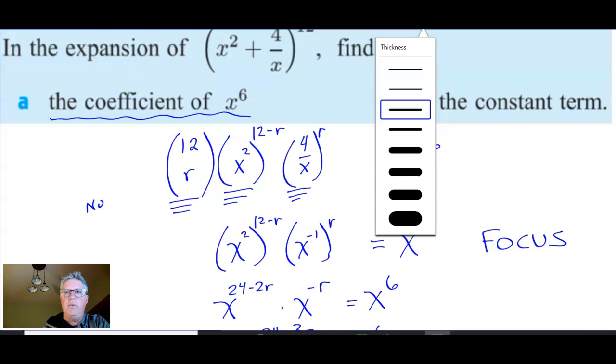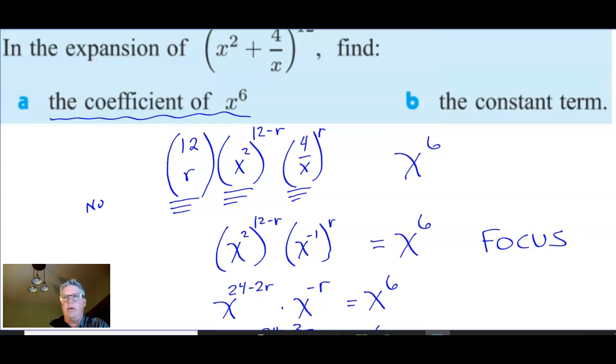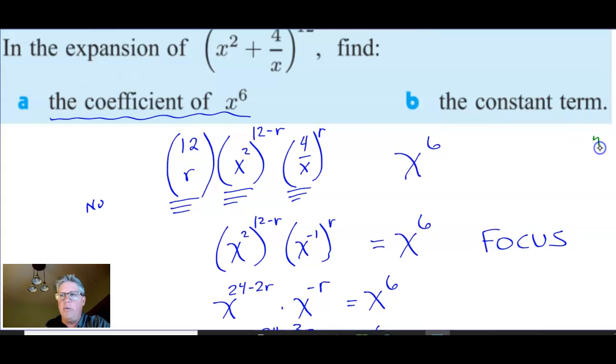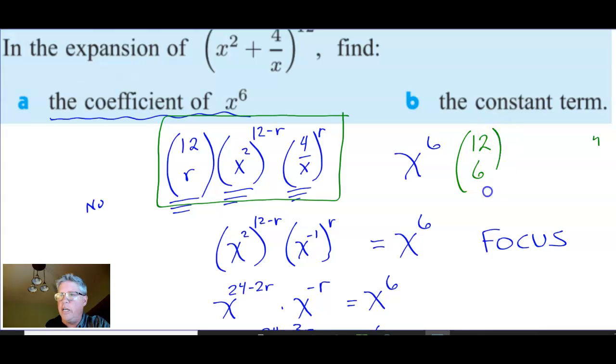So, of course, change maybe to, I don't know, green? It's not easy being green. Okay. So we know that r is equal to 6. So now we just plug it into here and see what we get. I'm going to try to write it over here. So it would be 12 choose 6. That's a number my calculator can do. x squared to the 12 minus 6 is 6. And I'm going to write this as 4x to the negative 1 to the 6.